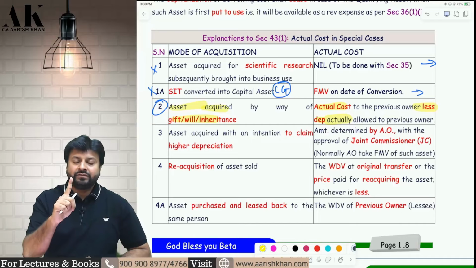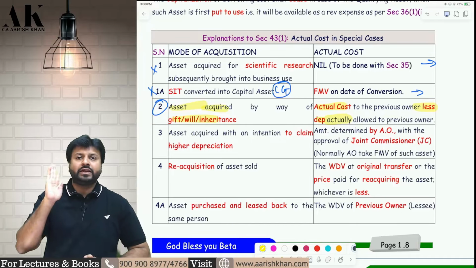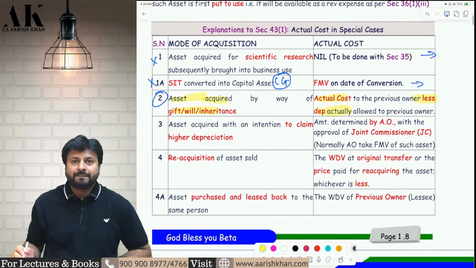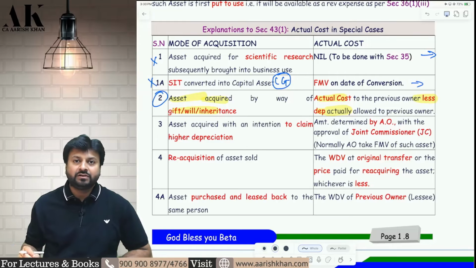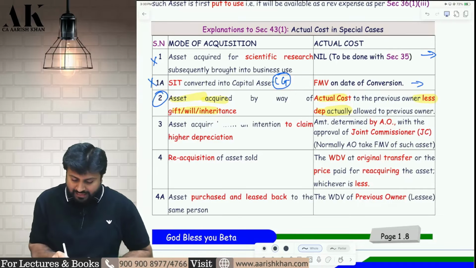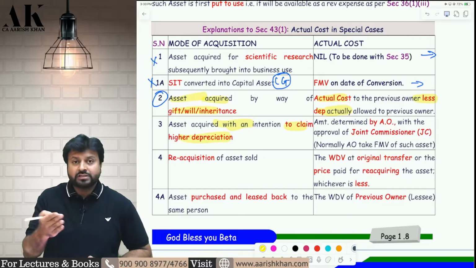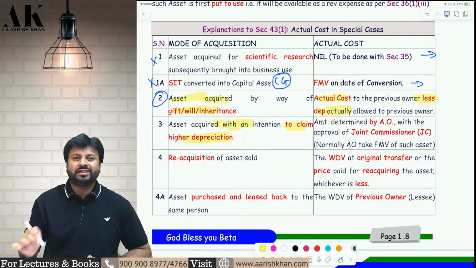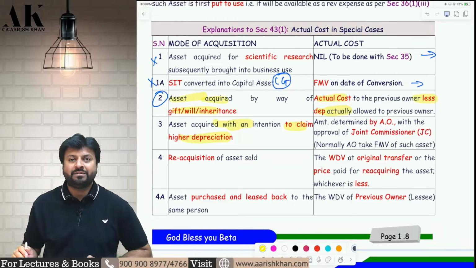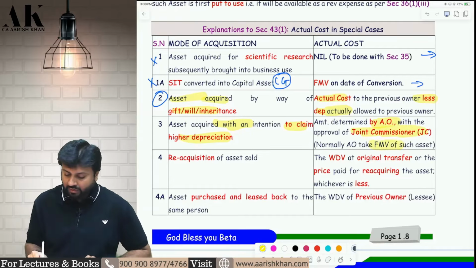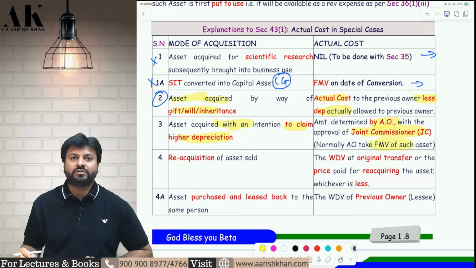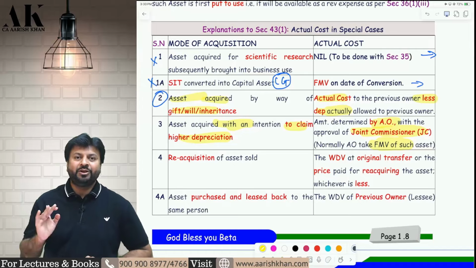That is in case you have received the asset by way of gift, will, or inheritance. Second, suppose I have purchased the asset from somebody at a very high price, an air conditioner of 15,000 rupees I am purchasing for 10 lakh rupees. So my objective is to claim higher depreciation. If I acquire the asset with an intention to claim higher depreciation at a very high price, in that case, the actual cost will not be 10 lakh rupees at which I am buying it. The actual cost will be determined by the AO with the prior approval of the Joint Commissioner. He will take the fair market value of such asset to be the cost of the asset. Is it clear to all of you? I hope it is clear.